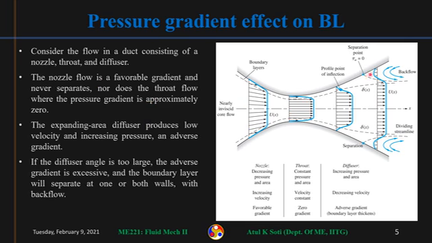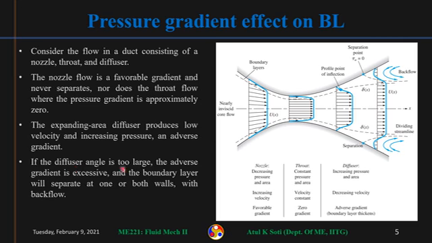But as you reach the diffuser section, area is increasing. That means Ue will be decreasing. So that is the adverse pressure gradient condition, dp by dx positive. So here there could be flow separation. Remember that this is the adverse pressure gradient condition. There could be separation if we have sufficient adverse pressure gradient, but whether it will happen or not depends. That we will know when tau wall becomes 0. So the expanding area diffuser produces low velocity and increasing pressure. That is adverse pressure gradient.